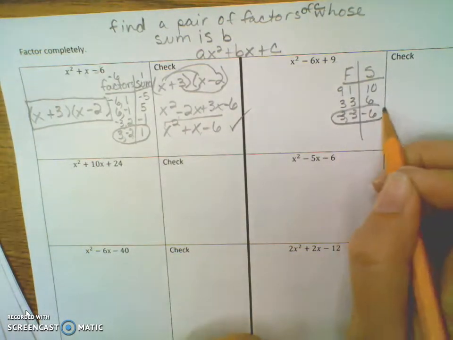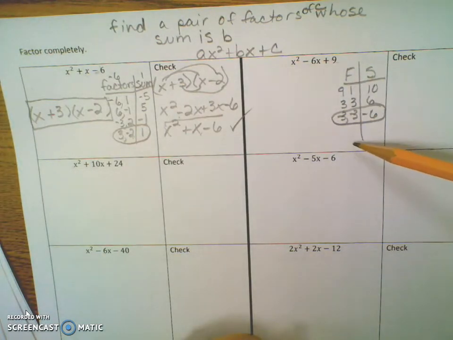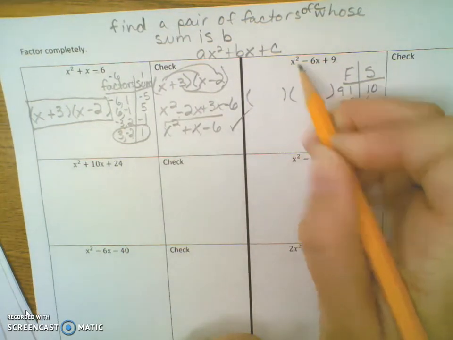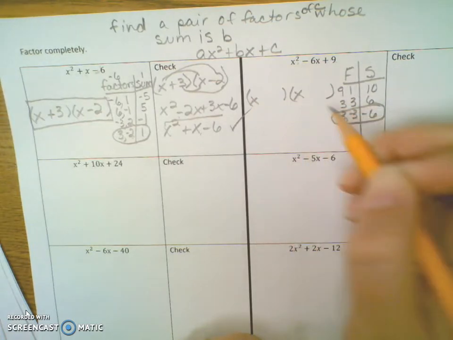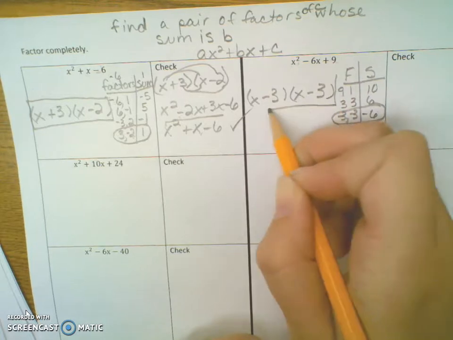So that's what I'm looking for. You don't have to do all of the factors. You can just look for the factors that you need. Once you find it, you're done. So now I'm going to make x and x, and I've got -3 and -3, and then I'm done.